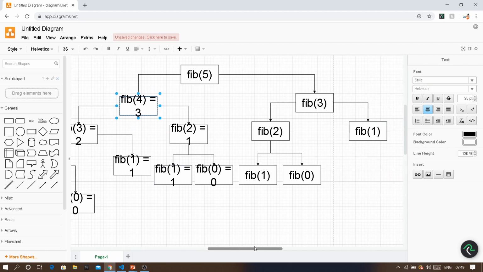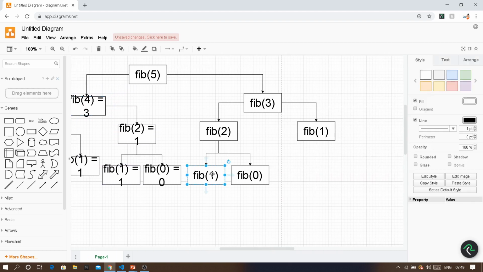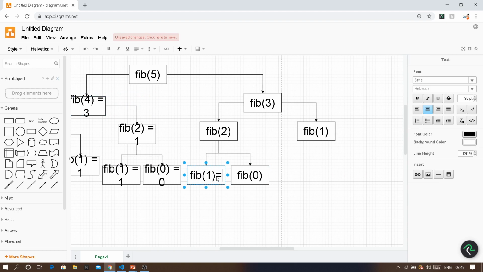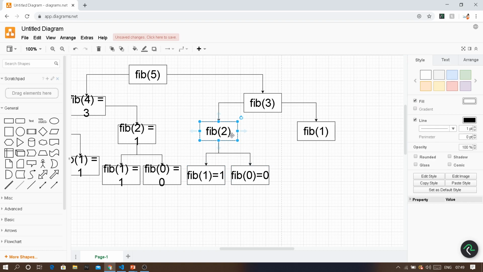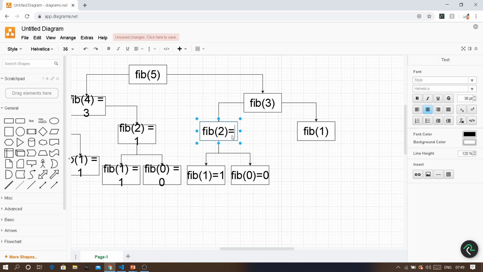Okay, so now coming to the other side of it, the answer of Fibonacci of 1 will be equal to 1 and the answer of Fibonacci of 0 will be equal to 0. Adding both of these, we get 1, and 1 is the answer of Fibonacci of 2. So Fibonacci of 2 is equal to 1 and Fibonacci of 1 is, by default, a base case equal to 1. Adding both of these, we get the answer of Fibonacci of 3, which is 2.